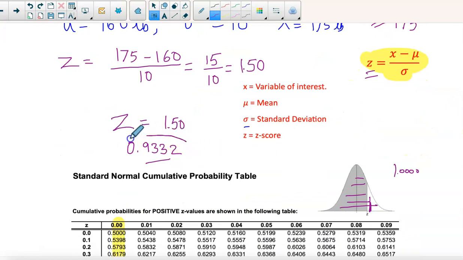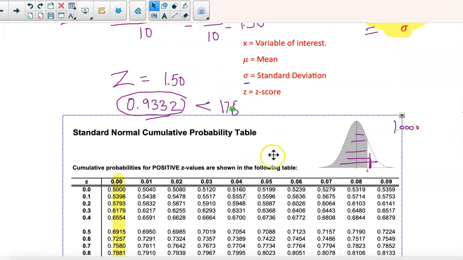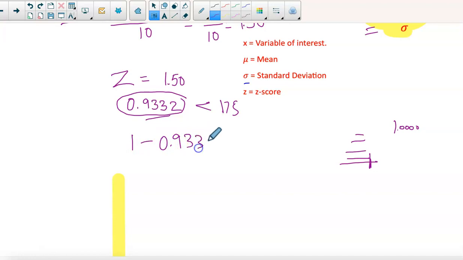So this number is giving me everything up to 175, all the way up to 175, right? Less than or equal to 175. But I'm looking for the other side. So how am I going to get that number? I'll just have to do the subtraction. Just remember, whenever I'm trying to find the greater side, I have to subtract, take it away from 1. So 1 minus 0.9332 gives you how much?